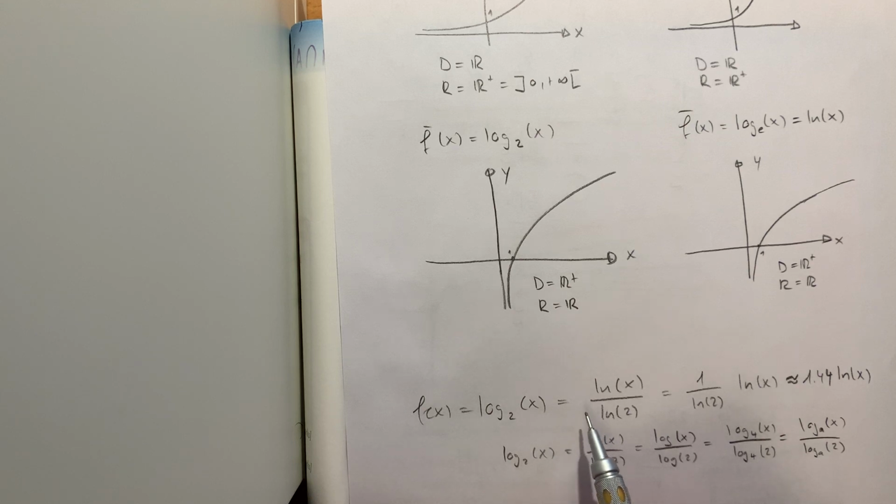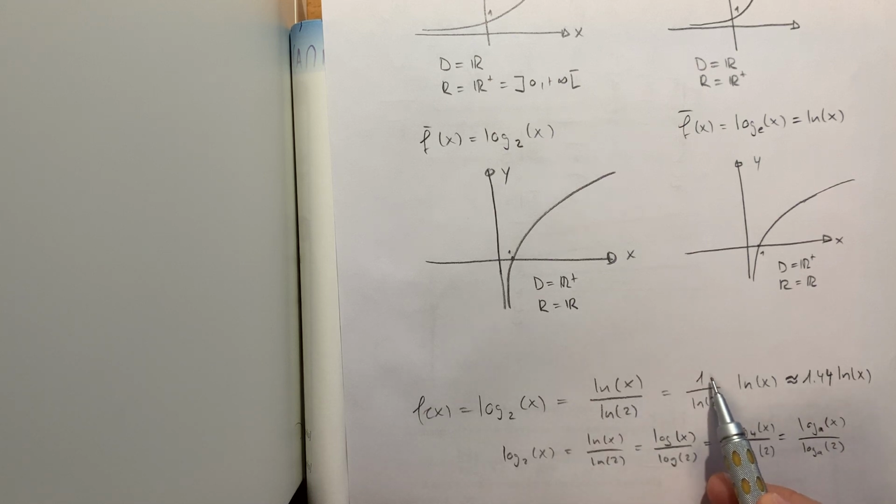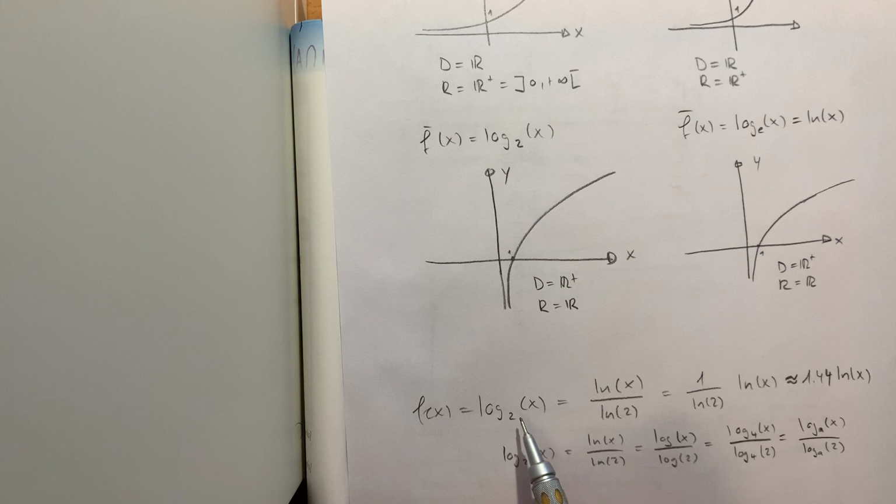But now what does that mean? If you can write it like this, you can write it like this: 1 over ln of 2 times ln of x. So you see, this function is just a multiple times the ln function. So you could write every logarithm function as something times ln. Well, that something in this case is approximately 1.44. So that means the logarithm to the base of 2 function is just a vertical stretch.